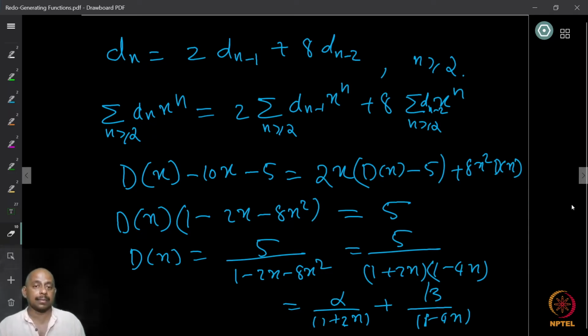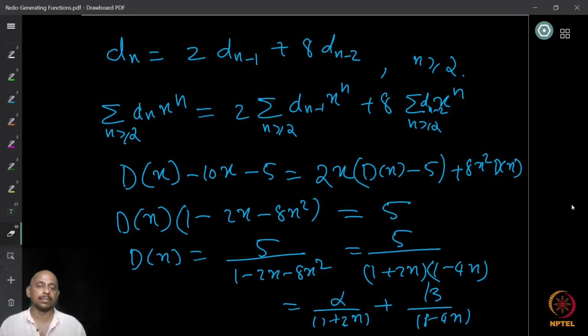So we subtract that to get the LHS, d of x minus 10x minus 5, because d1 is 10 and d0 is 5. On the other hand, on the right side, you have 2 times summation dn minus 1 x raised to n. I take 1x outside. I get 2x into d of x minus 5, because the first term is missing from the summation. And from the last one, you can take x square outside. You will get a d of x there. So I get 8x square d of x. So therefore, I get the formula.